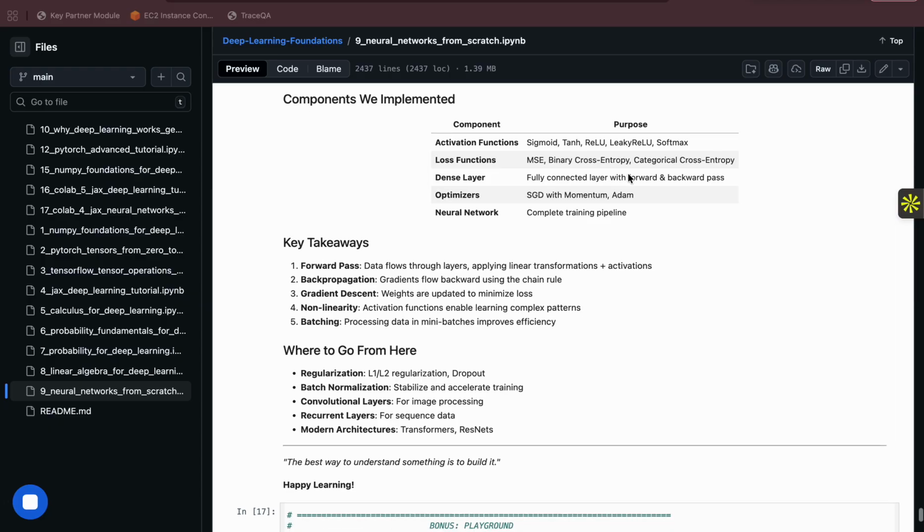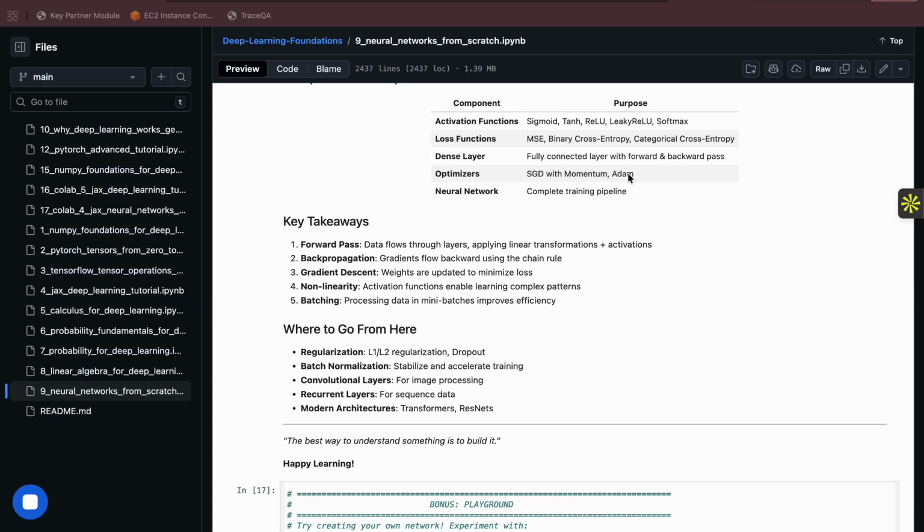So to conclude, this Colab builds complete neural networks from scratch, which includes dense layers, activations, losses, and optimizers using SGD and Adam, and also trains on XOR, two moons, spirals, and digit classification.